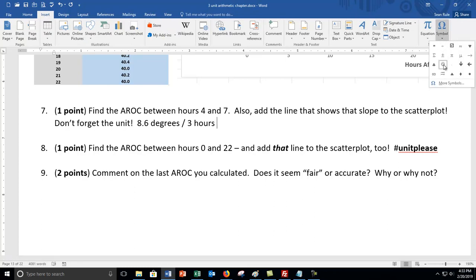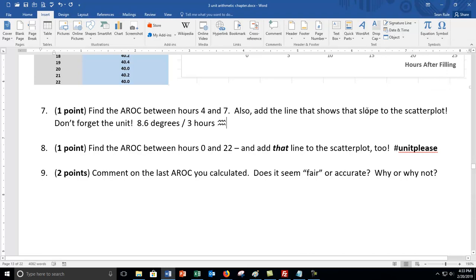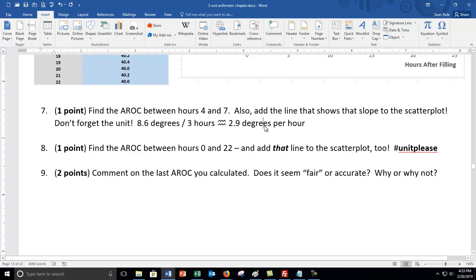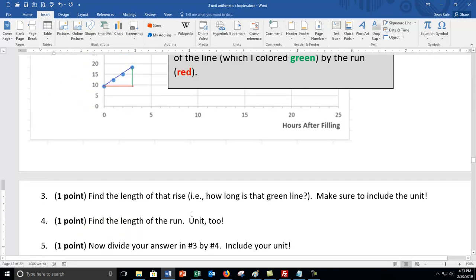We can go to Google if you want. Where's my about equal? That's close enough. It's about equal to 2.9 degrees per hour. Now, if you think about it, that is pretty darn close to the 3 that we got up here.